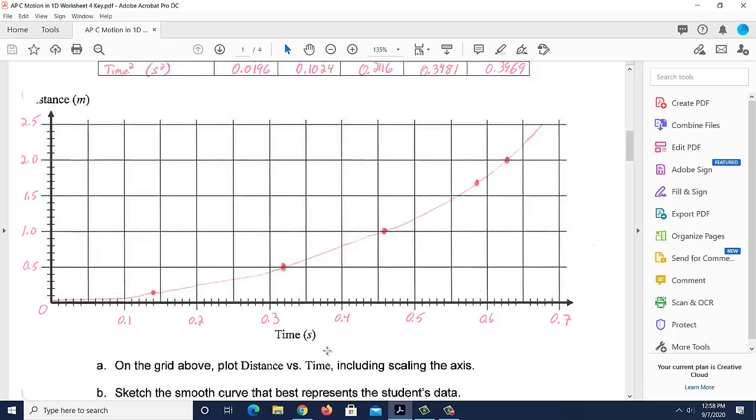Now, could you graph it backwards? Yeah, they wouldn't take points off. It just means that some stuff later on is going to be a little more difficult.